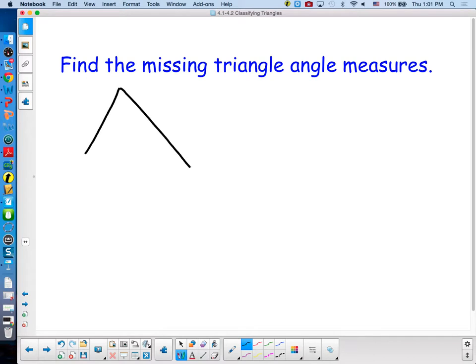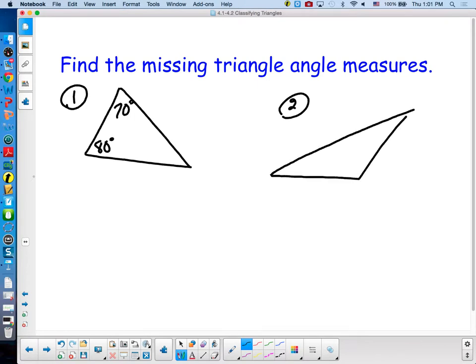Okay, let's do a few more. Grab your marker board. Find the missing angle measure. That's by missing angles.